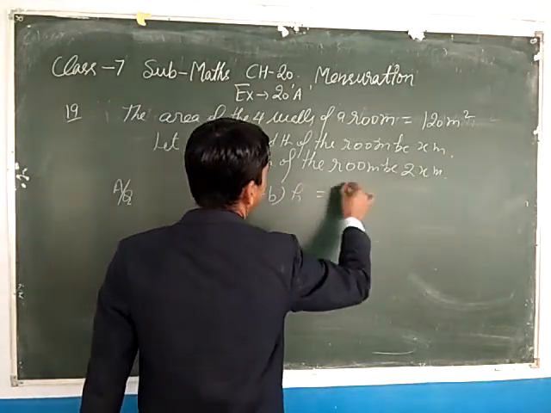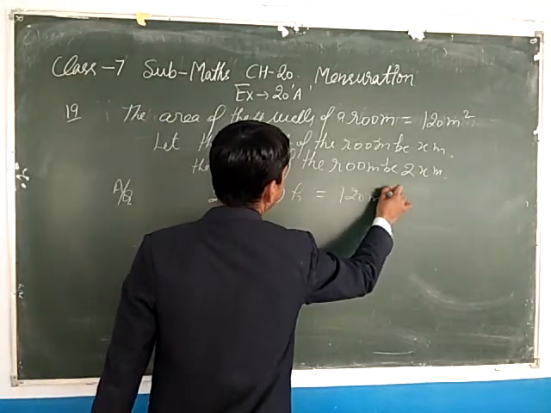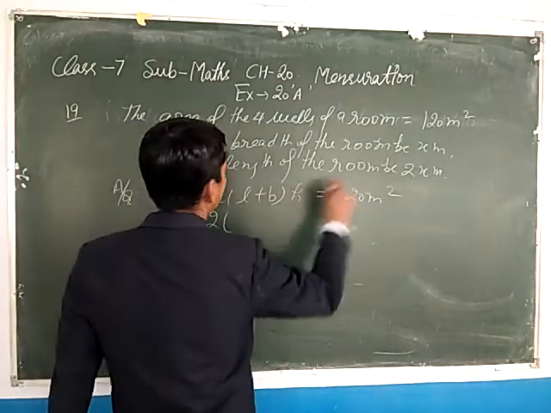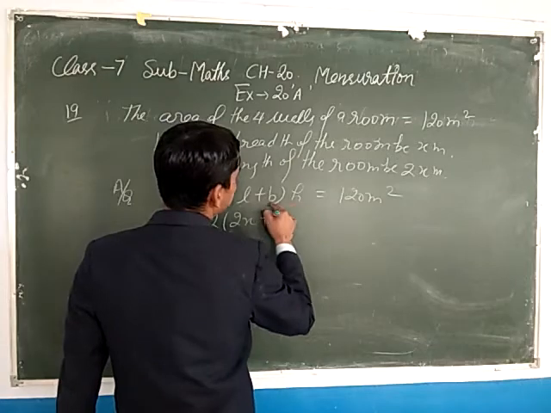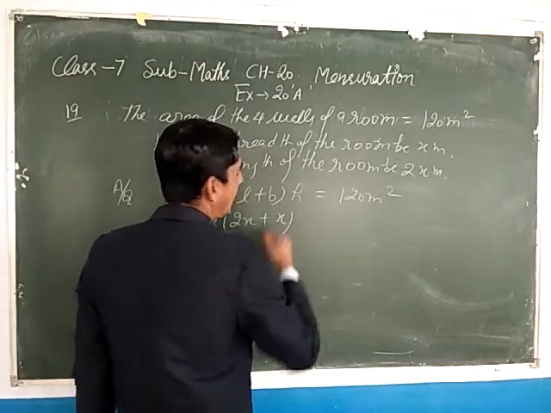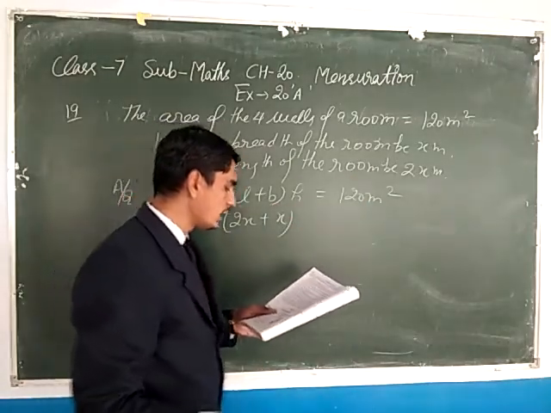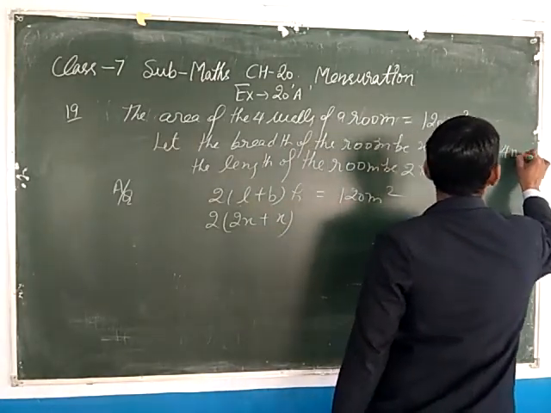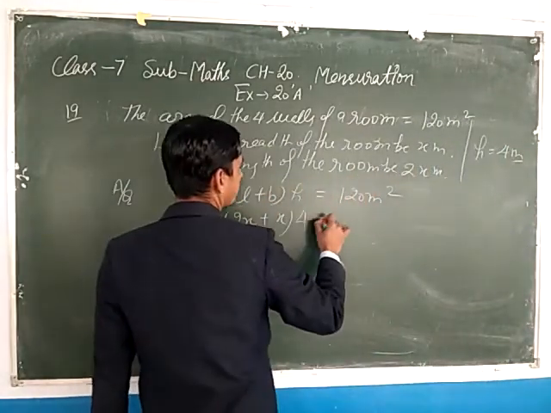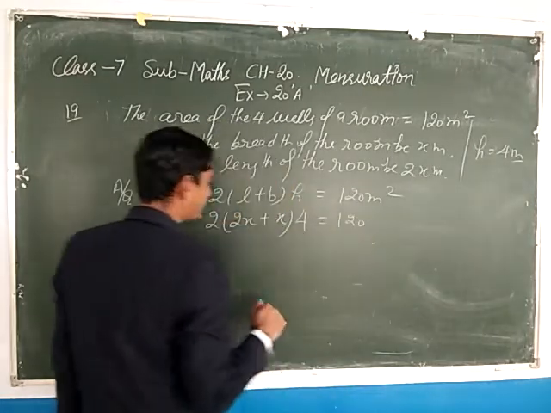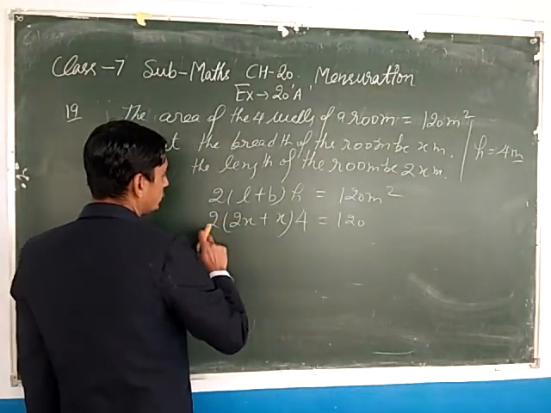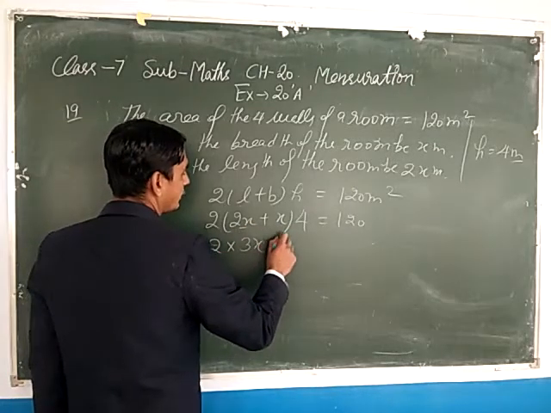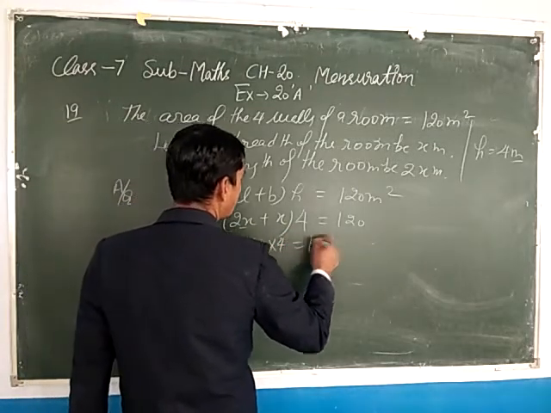and this is given as 120 meter square. Clear beta? Length is 2x, breadth is x, and the height given in the question is 4 meter. So 2x and x make 3x, times 4 as it is, equals 120 meter square.